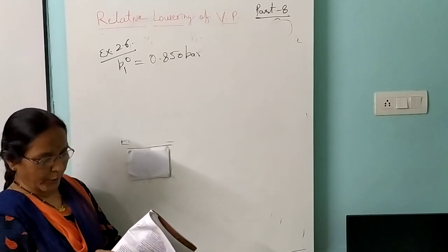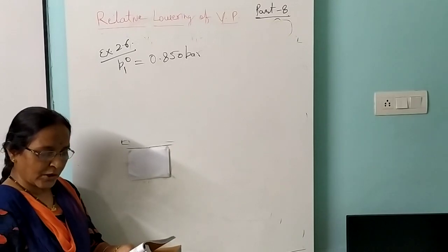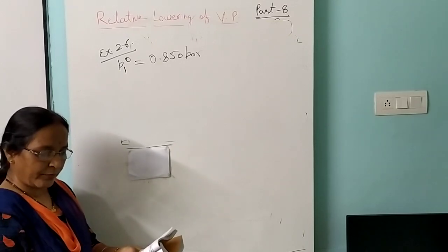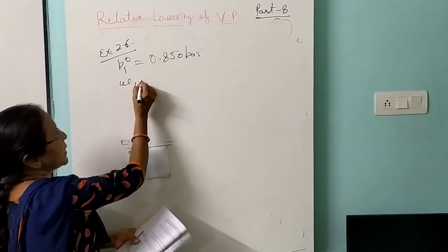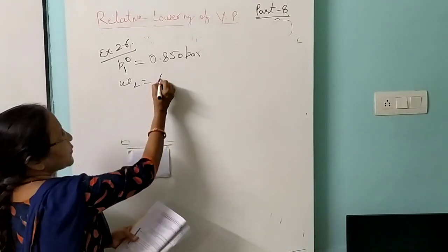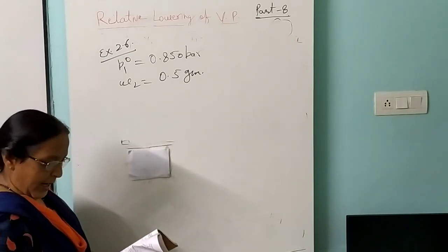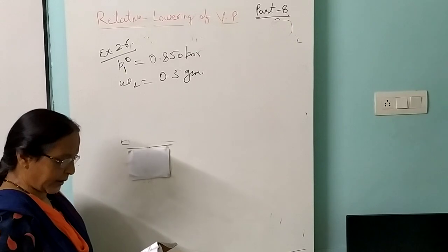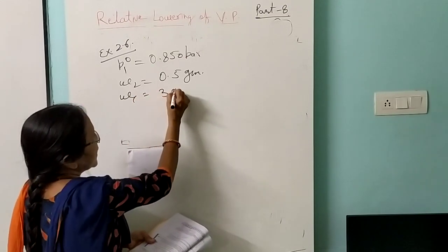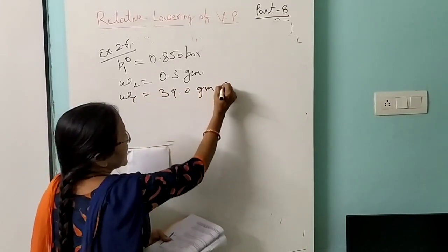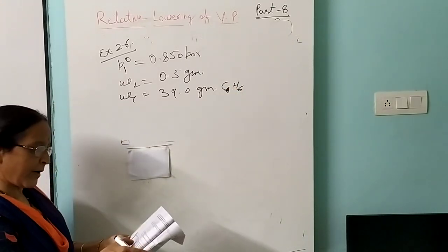Now, a non-volatile, non-electrolyte solid weighing 0.5 grams is given. This 0.5 is your W2, the weight of solute. When it is added to 39.0 grams of benzene, C6H6, this is W1. Student, whenever you solve a problem, you have to write down the values one by one.